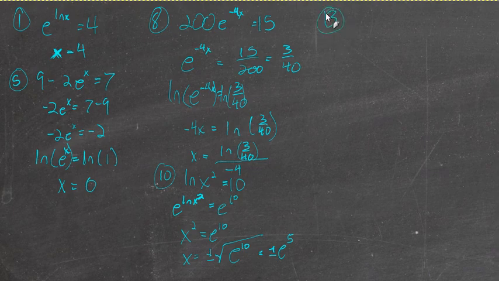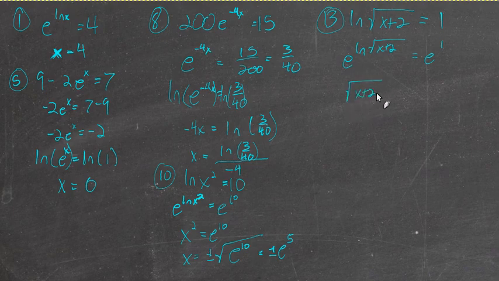13. The natural log of the square root of x plus 2 equals 1. So again, we're taking the natural log of something with x in it. We want to break that out, so we'll exponentiate both sides, and now e to that power equals e to the 1. So now these guys quote unquote cancel each other out, and we get x plus 2 equals e. We square both sides, x plus 2 equals e squared, x equals e squared minus 2.